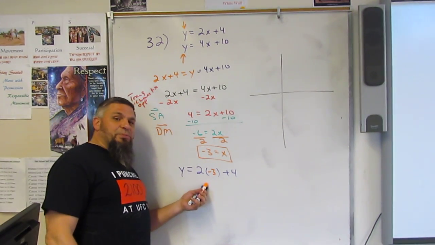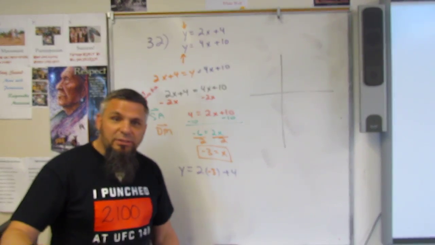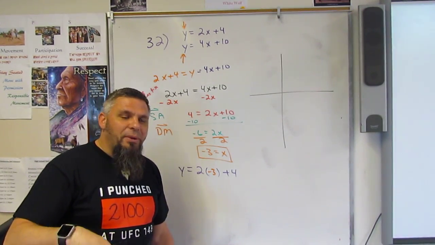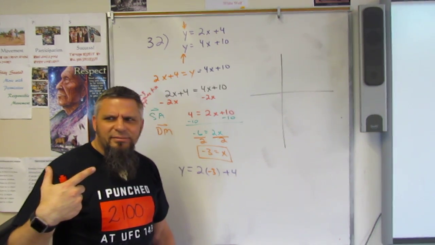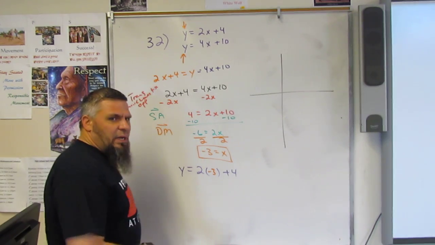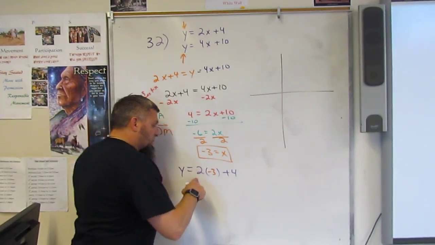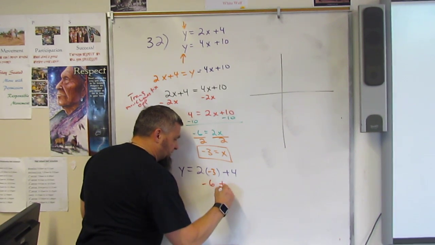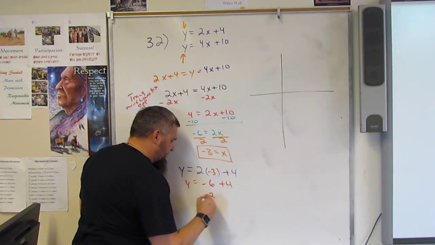This is the very first problem on your test. Substitution, right? Remember, you had to put in R and something else, some other letter. R and K, right? Just substitution, that's all it is. This is negative 6 plus 4. Negative 2.